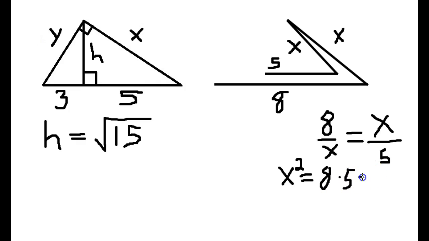But 8 times 5 is the same as 4 times 2 times 5. Okay, and then if we take the square root of that, we get the square root of x squared is x, and the square root of 4 is 2. The remaining part there is 2 times 5, which is 10, and so we just take the square root of 10.